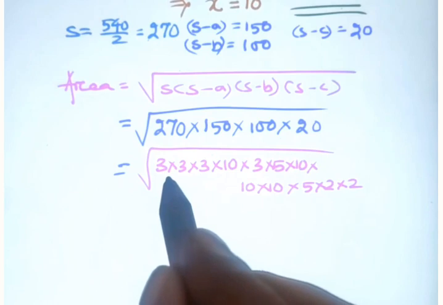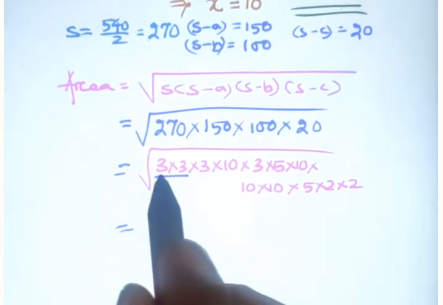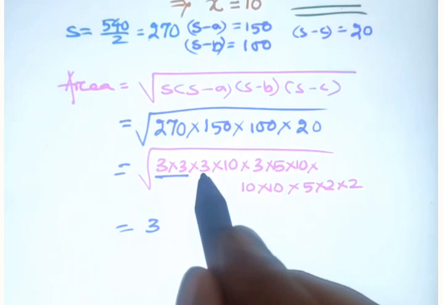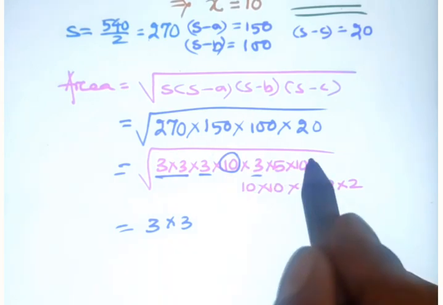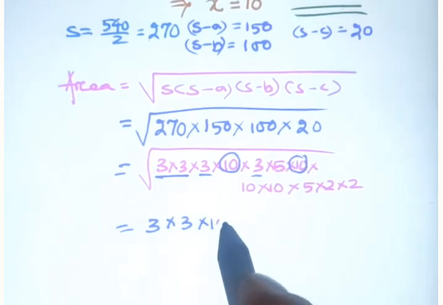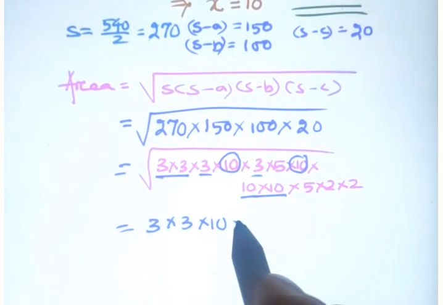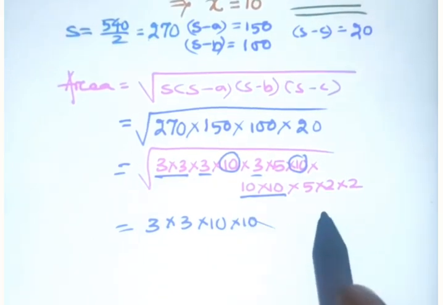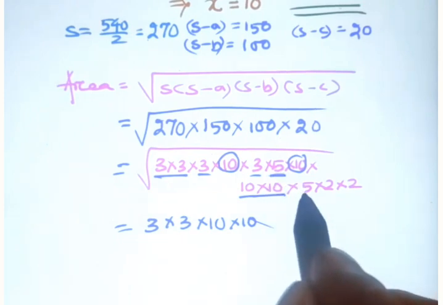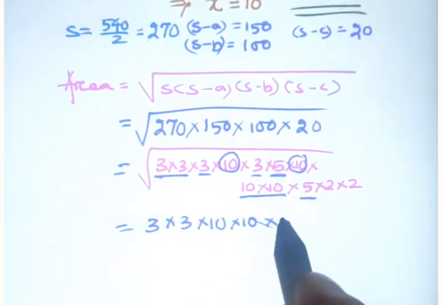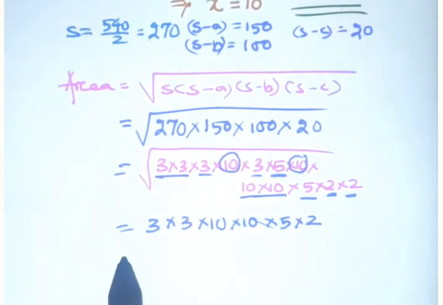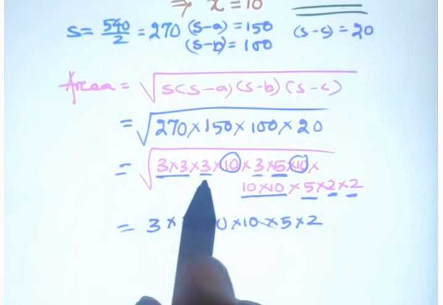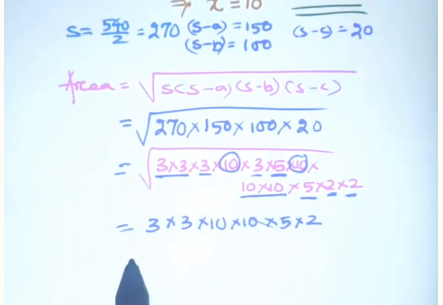Now from these 3s, two 3s give one 3, and here also two 3s give one 3. Here is a 10 and here also a 10. Next, from these two tens, we'll get 10. Now here it is a 5, here it is a 5, we'll take one 5, and from these two 2s we'll take one 2. So now there is no factor left inside the square root. So the answer will be this much.